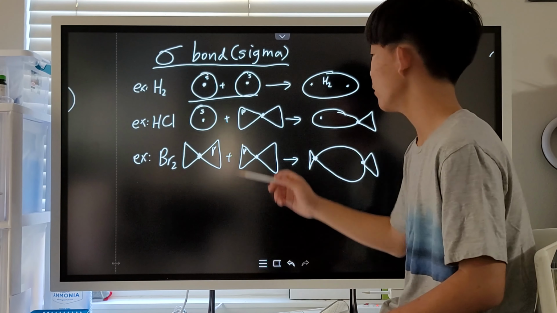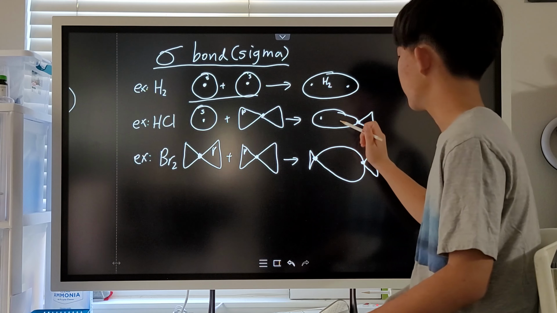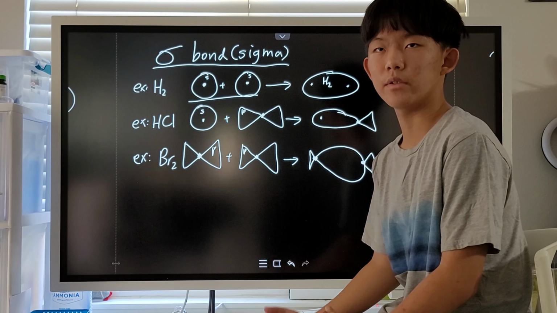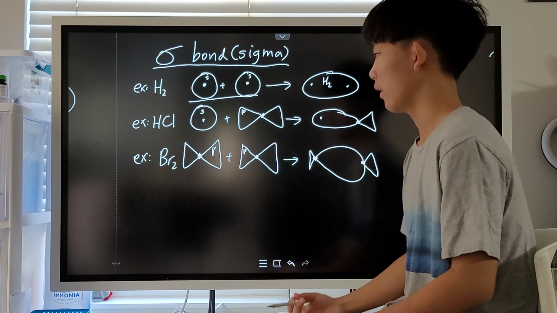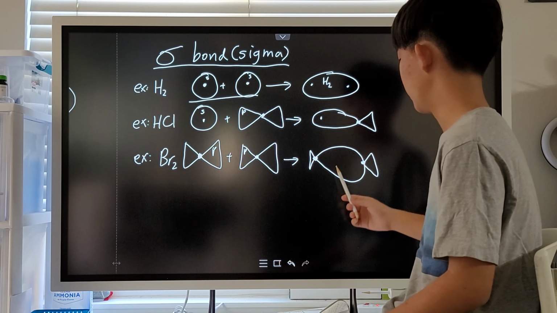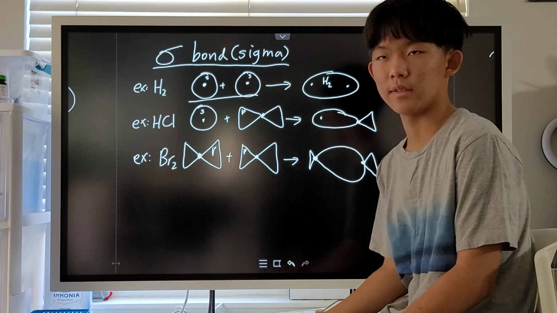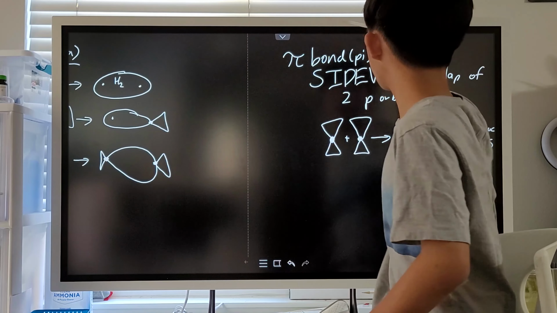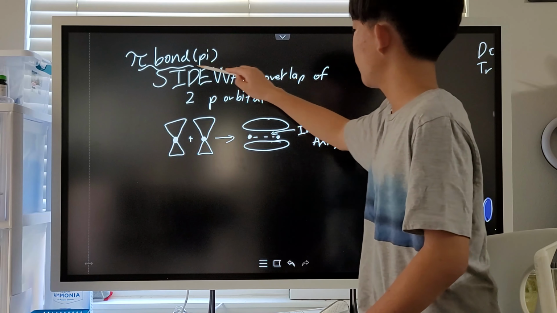Or an s and a p orbital can merge together to produce this molecule, which has an s and p bond, but it's also a sigma bond. And lastly, the two p orbitals can merge together to produce a molecule, which again is a sigma bond. The second one is the pi bond.